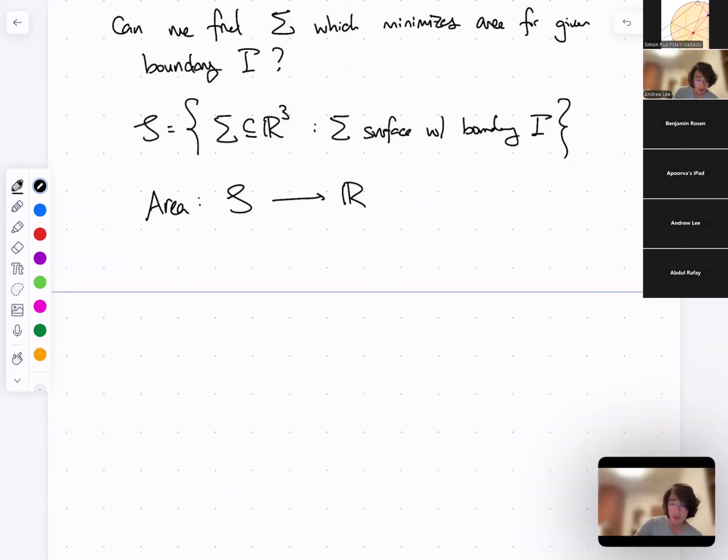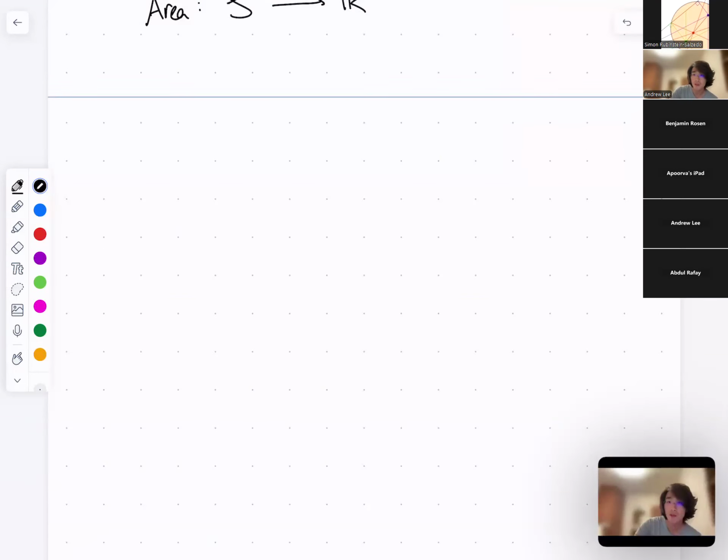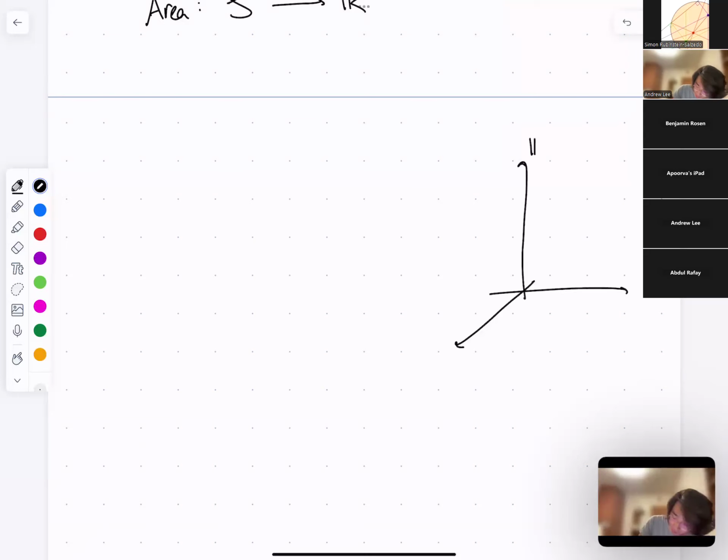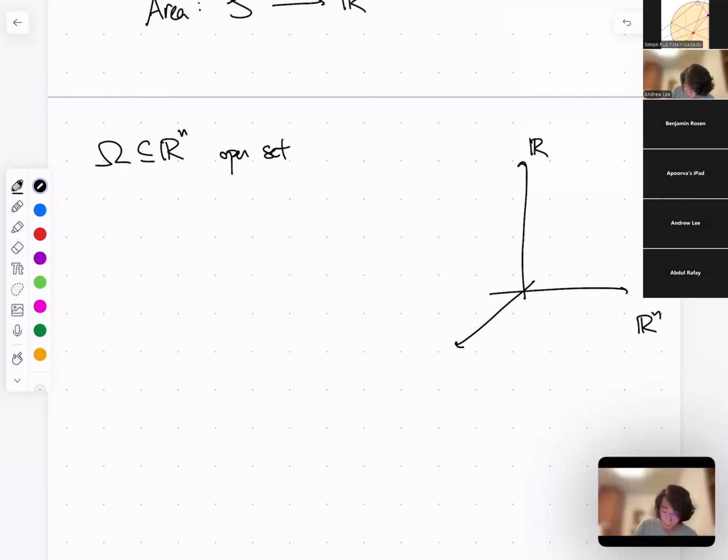So for the sake of simplifying the exposition, I'm going to restrict to a very specific case. So in Rn, I'm going to have omega inside of Rn be an open set. If you don't know what that means, don't worry about it. You can just think of a ball. So it looks something like this.